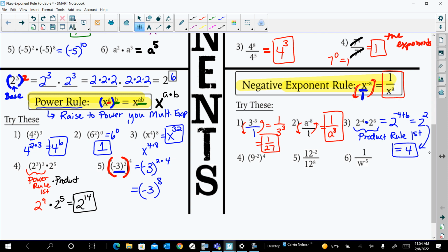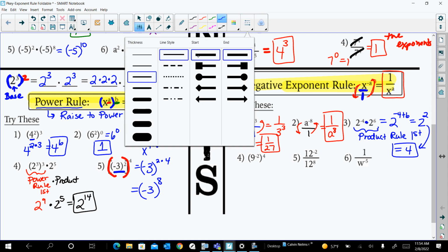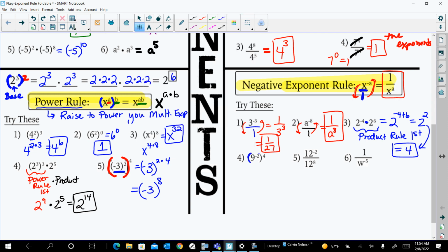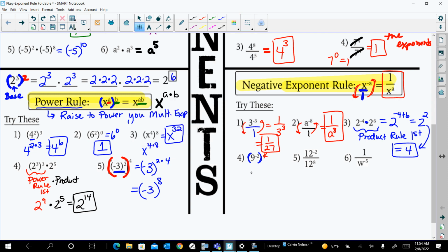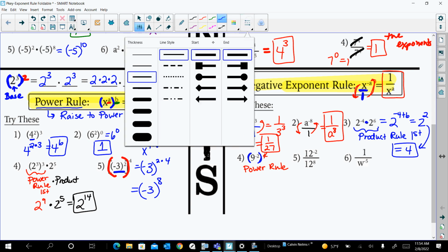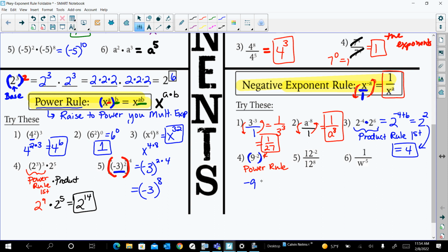All right, now this one, number 4, because we have these parentheses and that 4 is outside the parentheses like that, this is power rule. What do we do to the exponents when I see the exponent outside the parentheses? You multiply. So what I'm going to write here is that I have 9 to the negative 2, times 4. I'm multiplying those exponents first. I'm sorry, the 9 was not negative. Let me take that off. All right, when I multiply that, that gives me 9 to the negative 8.